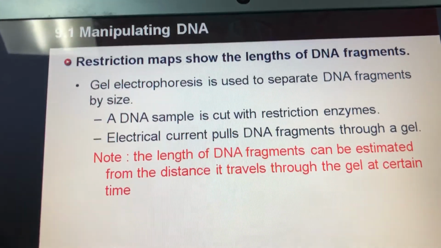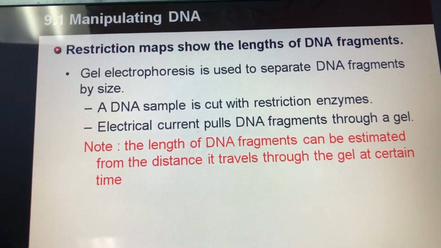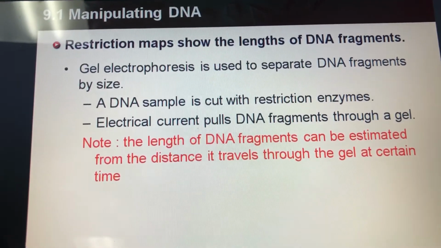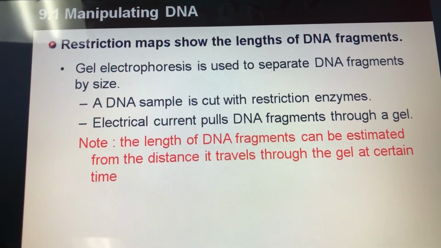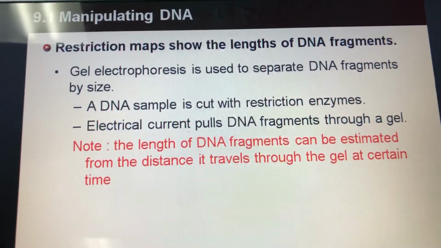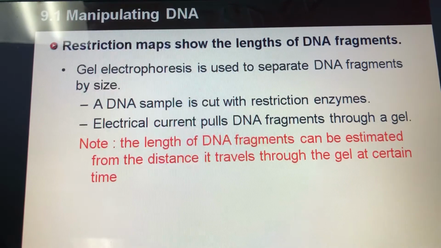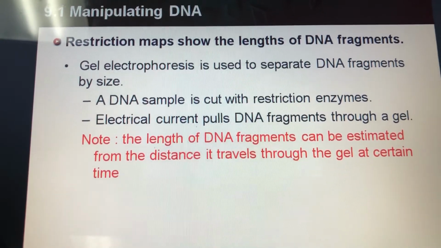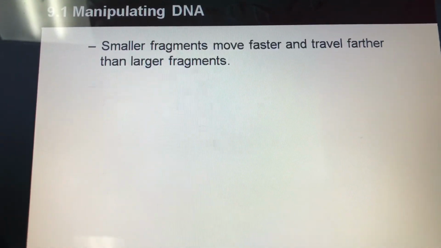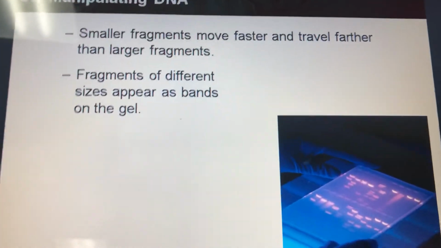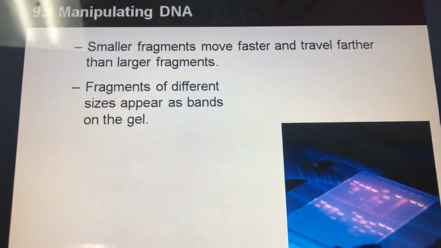The DNA sample is cut with a restriction enzyme. It's ready, and we put it in the electrophoresis. In electrophoresis, an electrical current pulls DNA fragments through a gel. The length of a DNA fragment can be estimated from the distance it travels through the gel in a certain time. The smaller fragments move faster and travel farther than larger fragments.